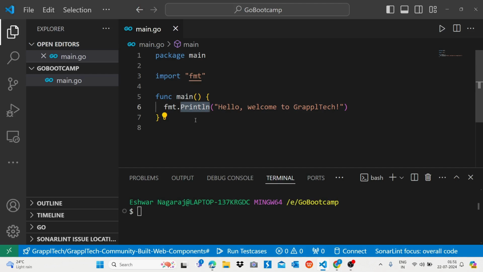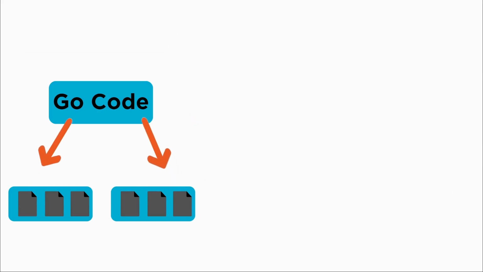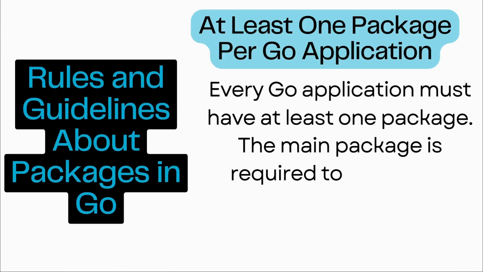So every code has to be organized into packages, and that's a rule. But there are some other rules when it comes to Go also. And what are those rules?